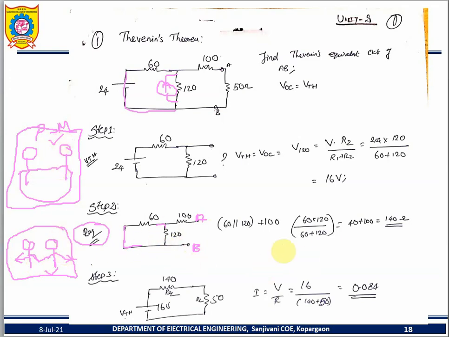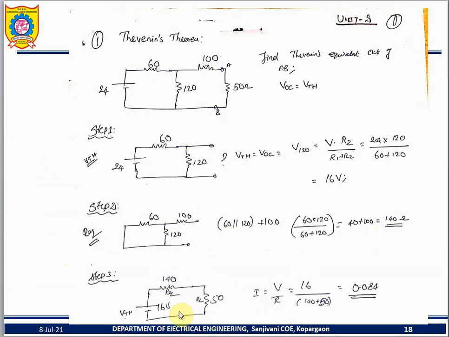So simplify. These two are in parallel and this one is connected in series. So 40 plus 100 is 140. Then 140 ohm I have written. Then these two are connected in series. Then find the current. So that's all 3 steps. Do you understand the 3 steps? Yes, sir.